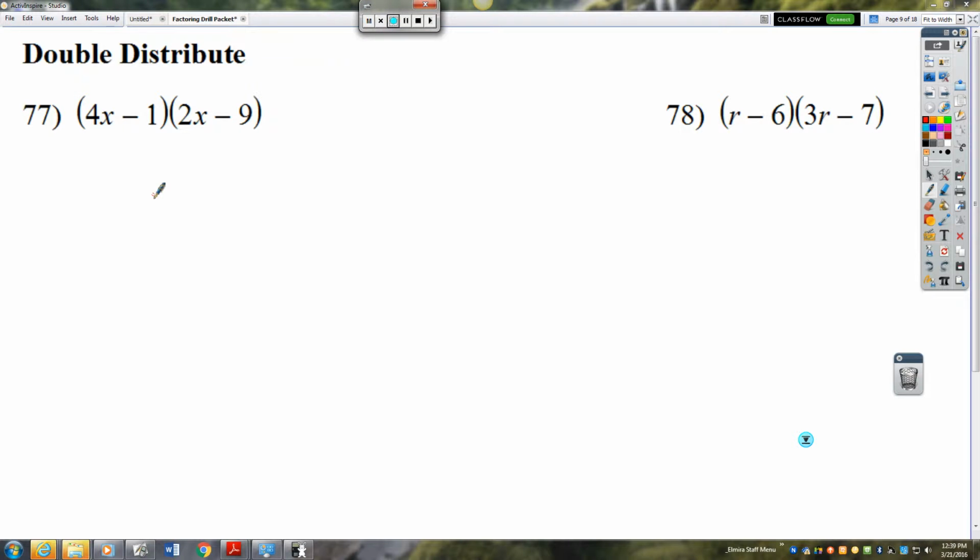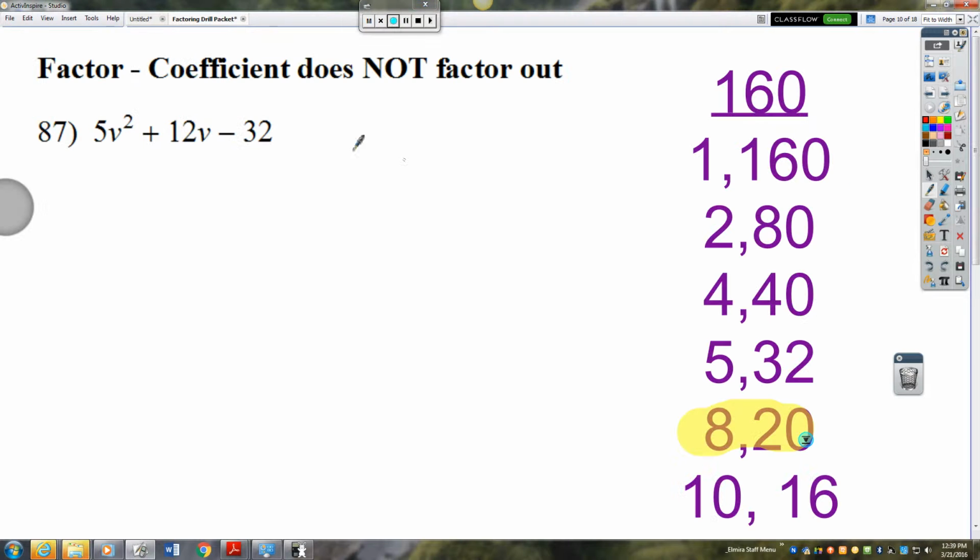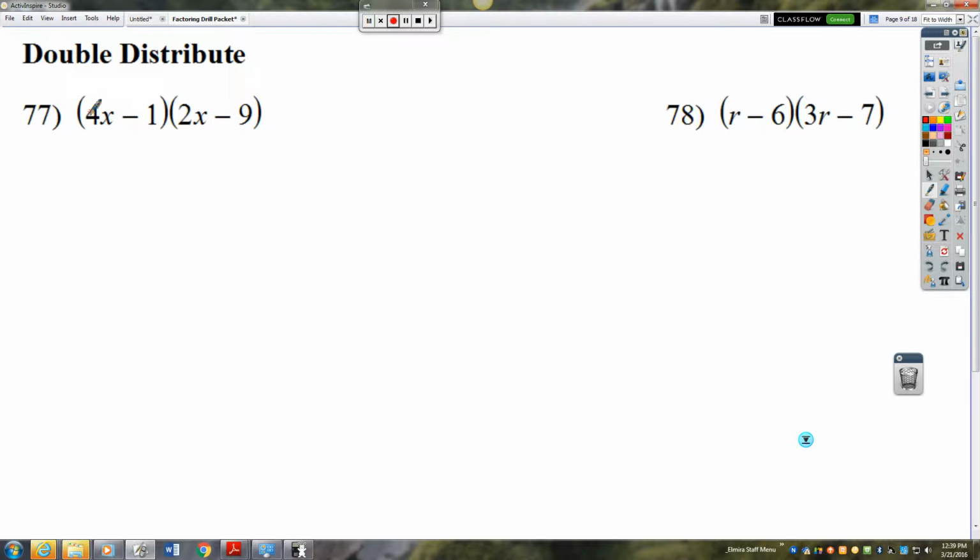So, my ultimate goal is for you to be able to look at standard form and factor it back into our two binomials. But it helps if we practice double distributing first. So these have coefficients. They're not just the basic double distribute.